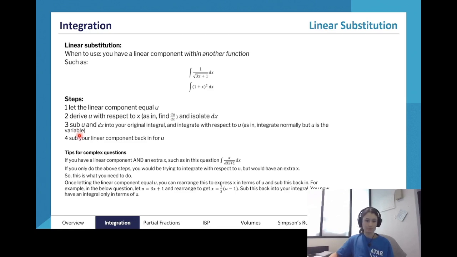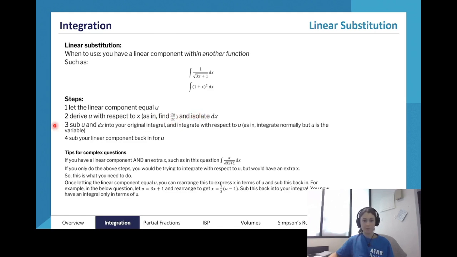So the steps for using linear substitution are, firstly, to let the linear component equal u. Now you don't actually have to let it equal u specifically. It just needs to be any letter that you're treating as the substitution, but I typically tend to use u. Once we've done that, we are going to derive u with respect to x, as in find du dx. And then we are going to isolate dx.